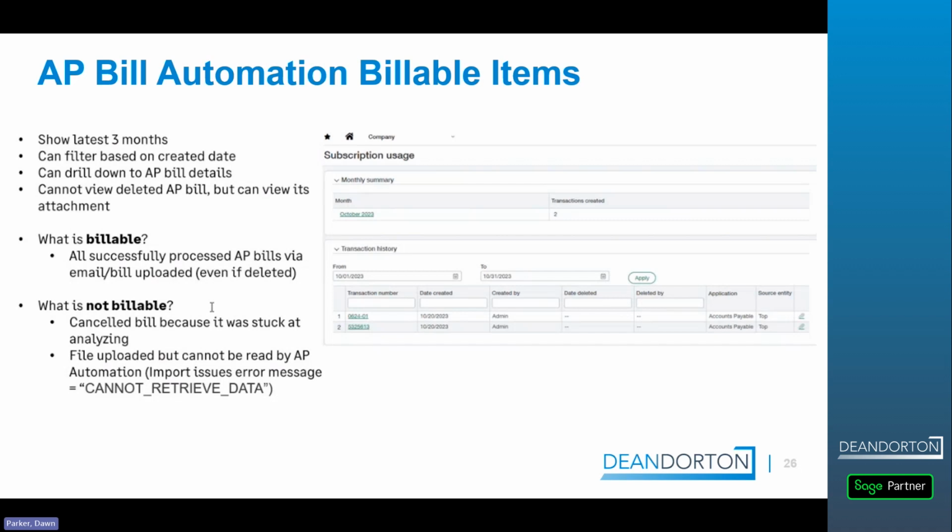What is not billable? A canceled bill because it was stuck at analyzing and never fully came in, or a file that was uploaded but could not be read by the AP automation, like if it got a cannot retrieve data message. But anything that was successfully added to the system will be charged. You will be charged for it.